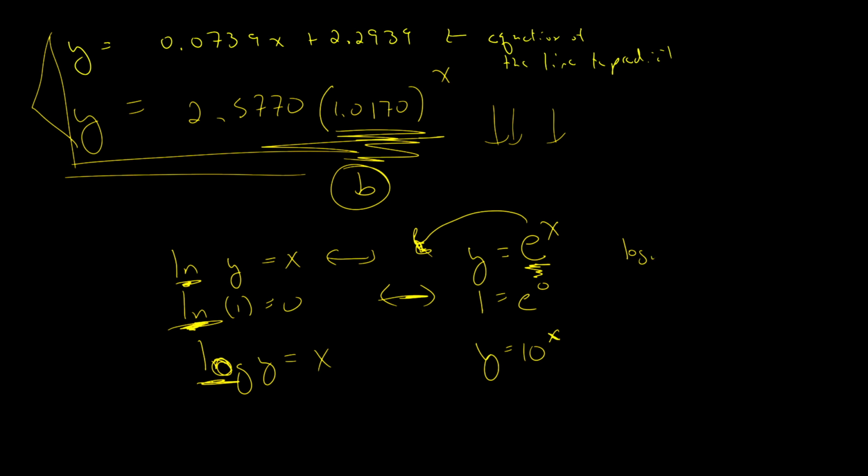Mathematically, we can do any base we want. We could have log base 4 of y equals x is the same as y equals 4 to the x. This base matches the base of the exponential. And so logarithms are your way of going backwards on these.